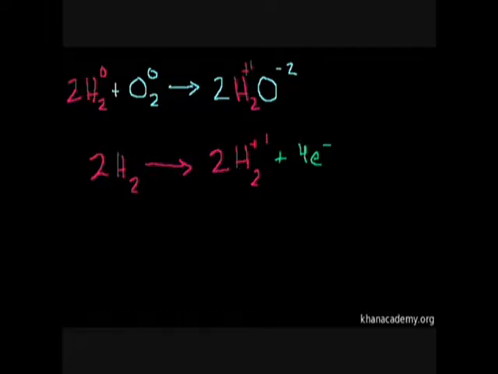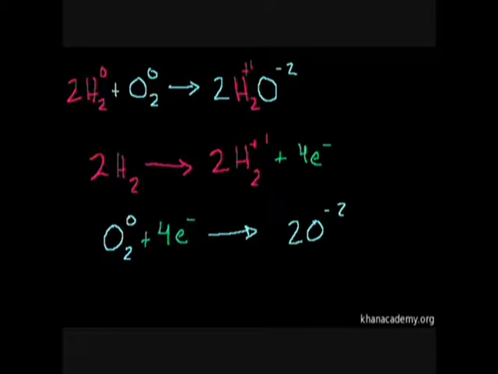Now, let's do the same thing for our oxygen. We have some oxygen here. On the left-hand side, it has a neutral oxidation state, and then we end up with 2 oxygens on the right-hand side. I'll write it like this, 2O, each with a -2 oxidation state. So each of these oxygens must have gotten 2 electrons. So it got 2 electrons each, or it gained 4 electrons.